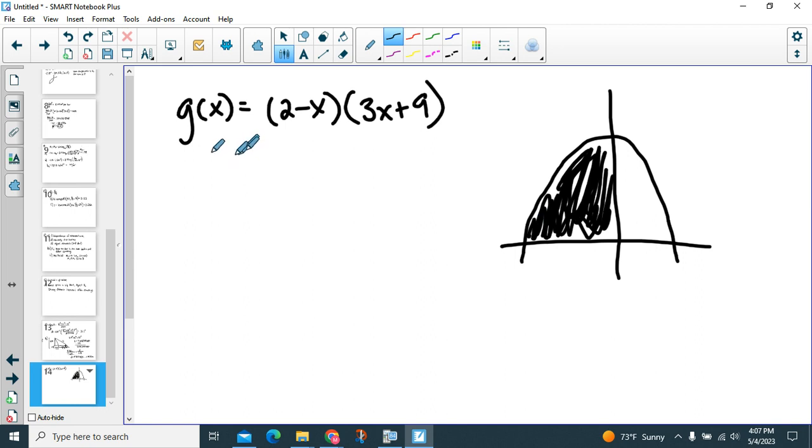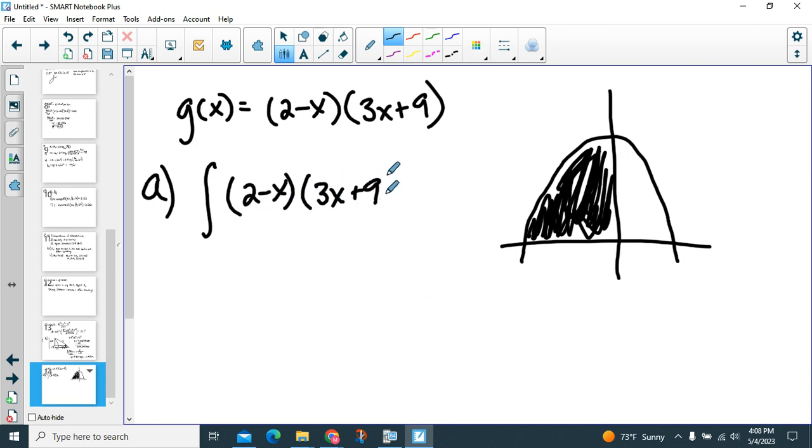All right, so for part A, it says write down an integral for the area of the shaded region R. So I'm going to have an integral. Now I'm going to have to pick from where to where, but it's just going to be of my function, and then with a dx here at the end.